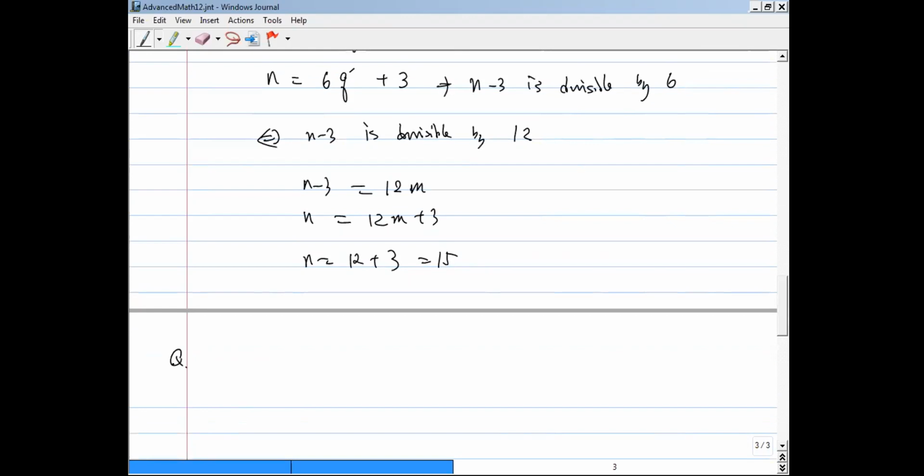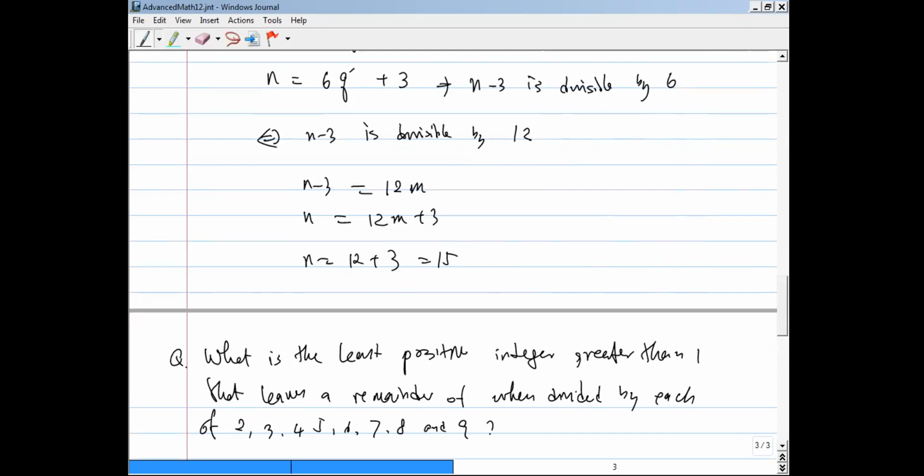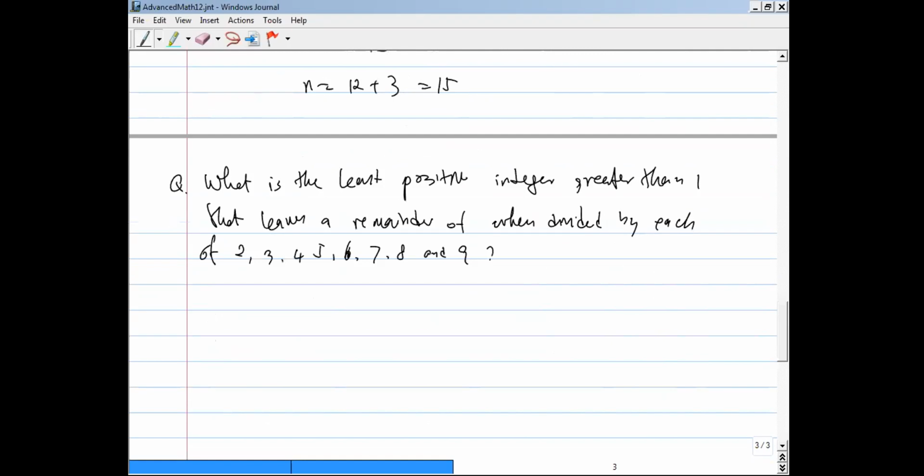Similar problems I wanted to try: if you did not get this, what is the least positive integer greater than 1 that leaves a remainder of 1 when divided by each of the following numbers: 2, 3, 4, 5, 6, 7, 8, and 9? The remainder of 1.